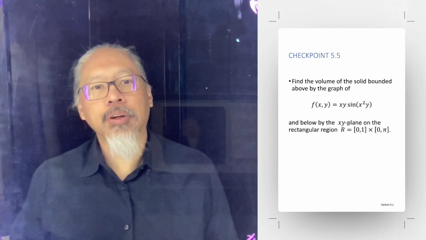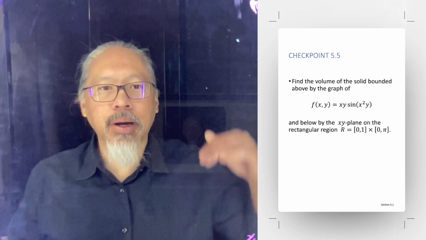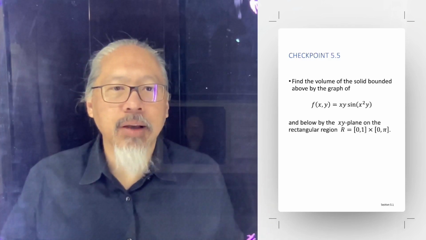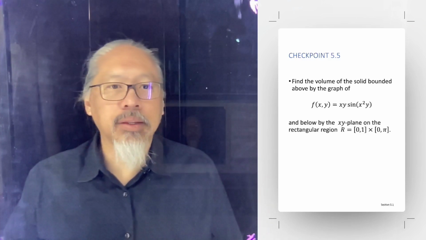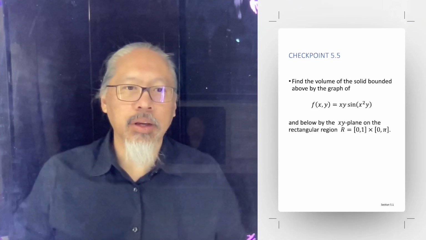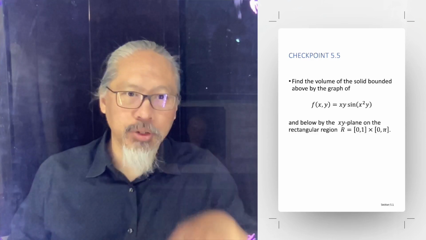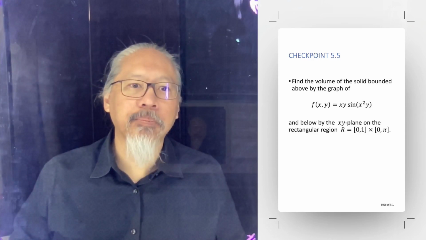Hello, we're doing checkpoint 5.5. They want us to find the volume of the solid bounded above by the graph f of x, y equals xy sine x squared y, and bounded below by the xy plane, over the rectangular region [0, 1] by [0, pi].